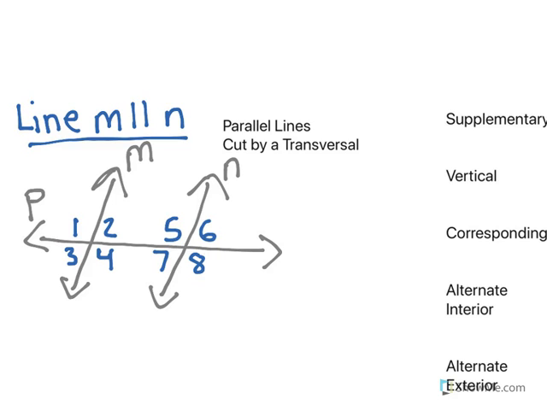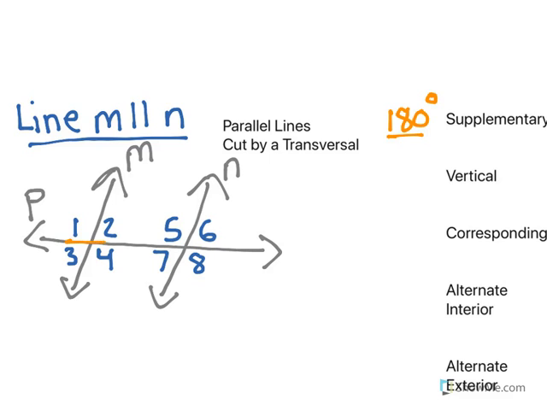Now, off to the side here, I'm going to list some of the angles that fall into each of these categories. We talked about these yesterday. Supplementary angles are angles that add up to 180 degrees. Those angles are on the same line and, generally speaking, will be next to each other or adjacent to each other. We can also use supplementary to describe any 2 angles that add up to 180. But for our purposes, I want to focus on the angles that are adjacent to each other.